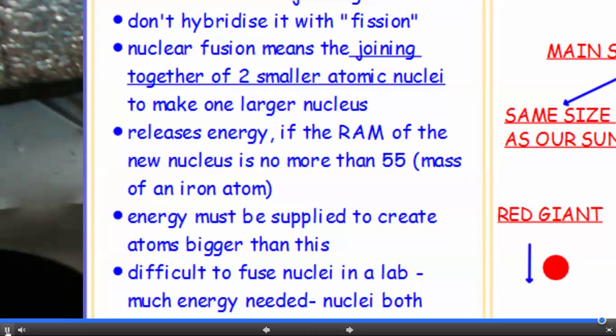In certain circumstances, it releases energy if the relative atomic mass of the new nucleus is no more than 55, which is the mass of an iron atom. So that's the condition in which energy is released. To create bigger atoms than this, then energy must be supplied.